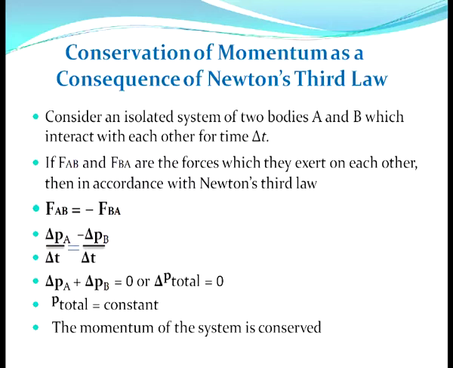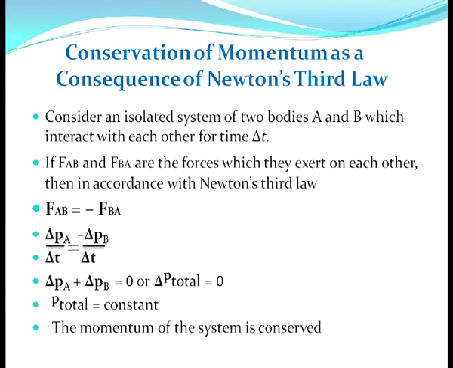So, now as delta T on both sides cancels, we can write delta PA plus delta PB is equal to 0. Now, delta PA plus delta PB equal to 0 means the delta P total, that is the total change in momentum of the system, is equal to 0. So, we can write P total is equal to constant.